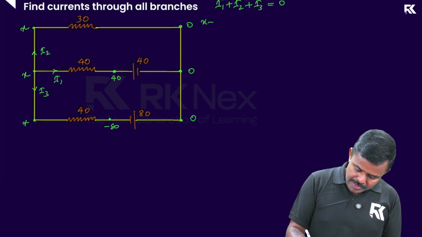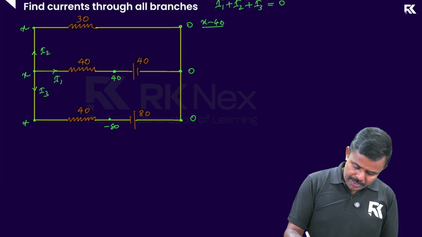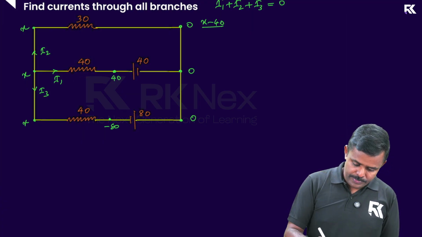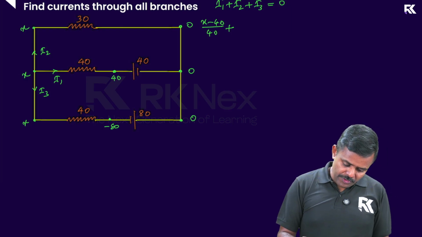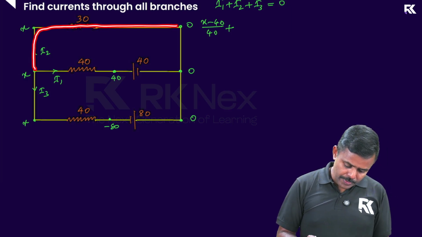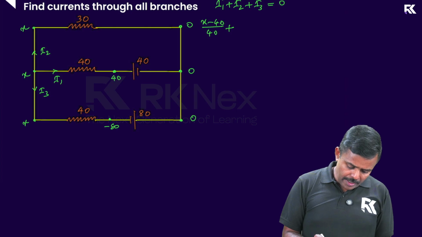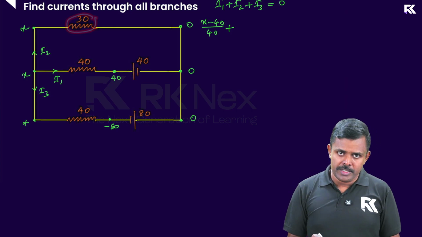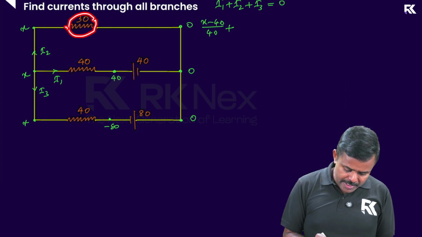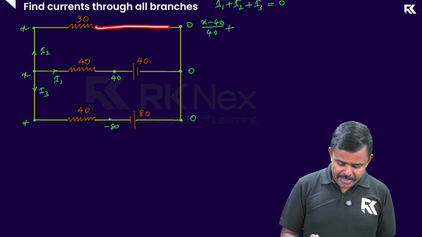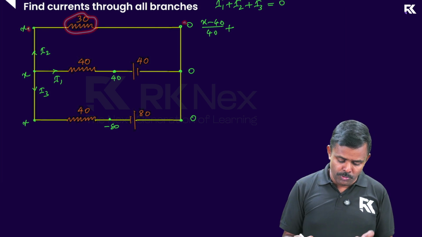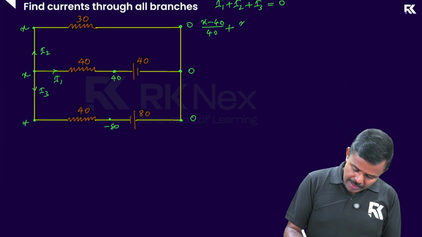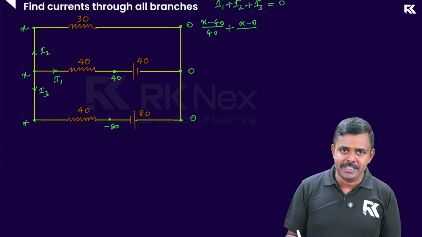So, (X minus 40) divided by the resistance there, which is 40. Right, 40 plus. And for the second current, I2, the potential difference between the points is what? The left end of this resistor is at X, the right end is at 0. So the potential difference between these two points is X minus 0, divided by the resistance along that path, which is 30.